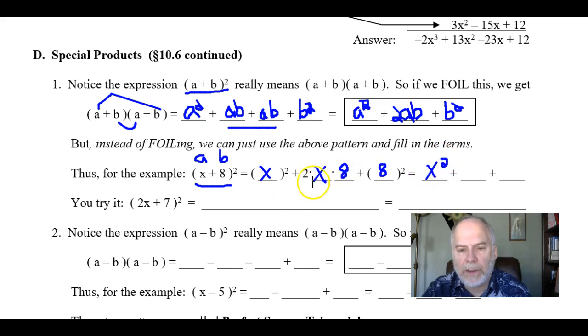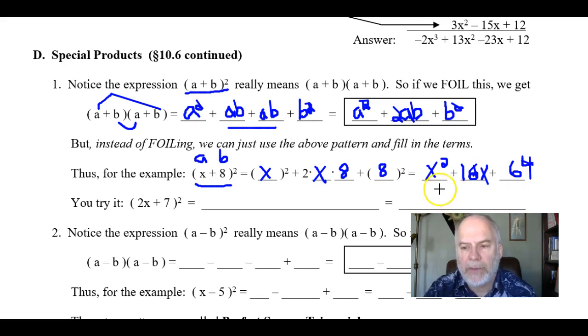And then here we can multiply the 2 times the 8 and get 16x. And then 8 squared. Well, what is 8 squared? It's 64. So our final answer, x squared plus 16x plus 64.